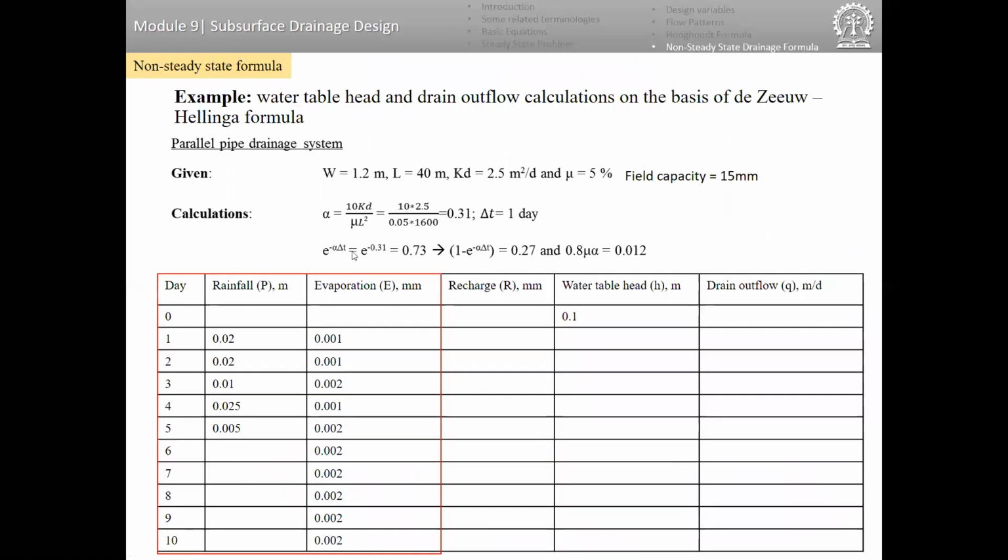So e to the power minus alpha t is equal to e to the power minus 0.31 multiplied by 1, that is 0.73, and 1 minus e to the power minus alpha t is equal to 0.27. Similarly, 0.8 mu alpha, so 0.8 multiplied by mu 0.05 multiplied by alpha 0.31 is equal to 0.012. Now let's calculate the values of different terms. First calculate the drainage outflow.